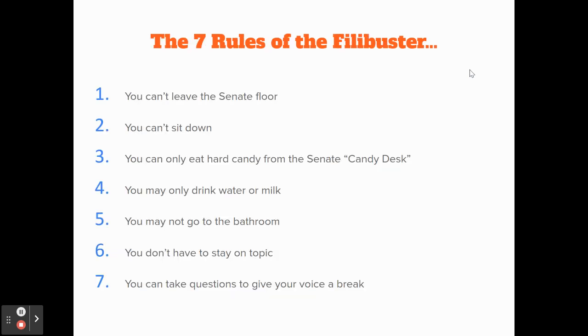All right. These are the rules of the filibuster. When you're giving the speech, you're not permitted to leave the Senate floor. You're not allowed to sit down. You're only allowed to eat hard candy from the Senate candy desk, like crazy rules. You can drink milk or water. You can't go to the bathroom. You don't have to stay on topic, which is the most frustrating thing. You can talk about whatever you want, to prevent the voting of the particular bill you're protesting against. And you are periodically allowed to take questions from your fellow party members to give you a break to rest your voice a little bit.